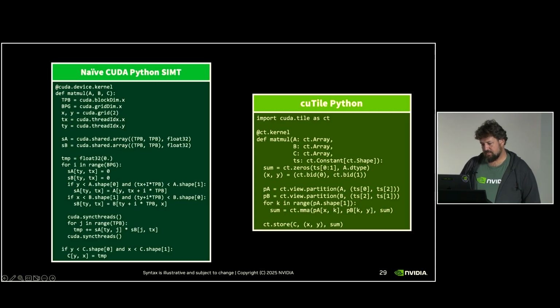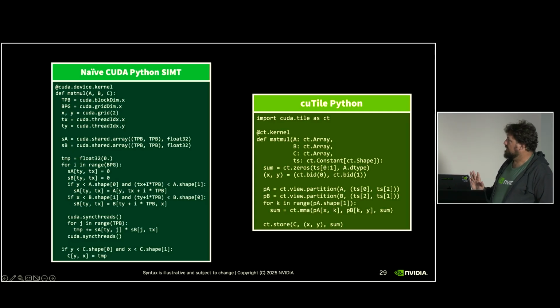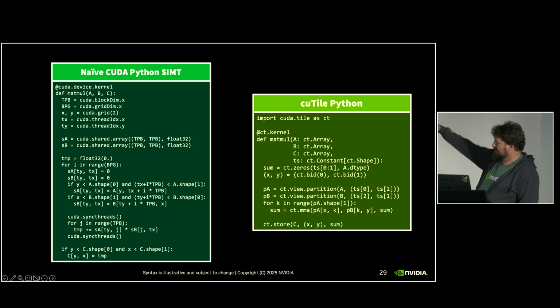But just to show you how powerful it is, here's a naive CUDA Python SIMT kernel. I think I showed this a little bit to you earlier, right? That was lines of code, a terrible metric for complexity, but it's one of the best ones we have. So you can see, even that thing I showed you is going to get a lot more performant than if you wrote it on a CPU. Here's the cuTile version of it.